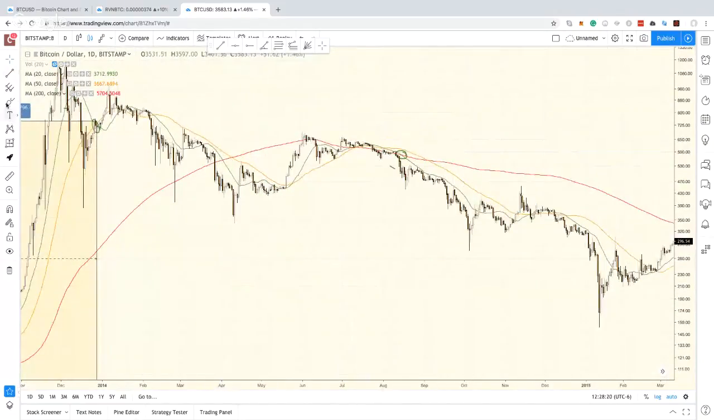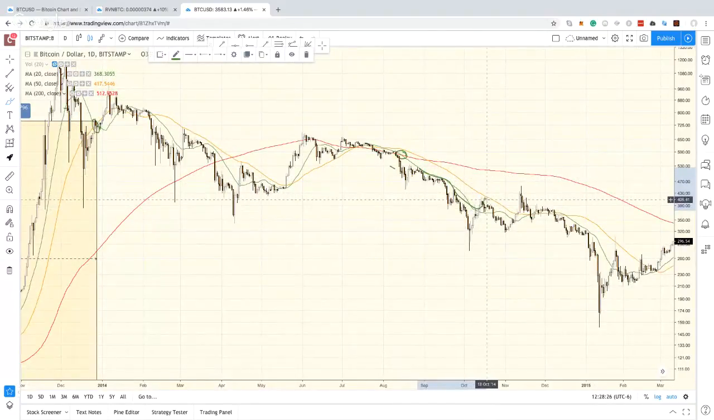Here is acting as resistance. Look at these touches, a lot of touches here. Then it tries to go above the 50 MA as resistance. And when the price is retesting and retesting the 50 MA, this means that it can probably go above or just below a change of trend.